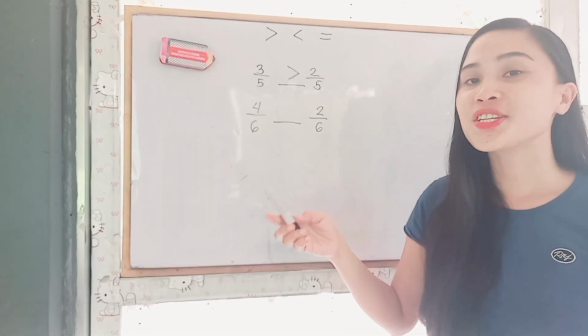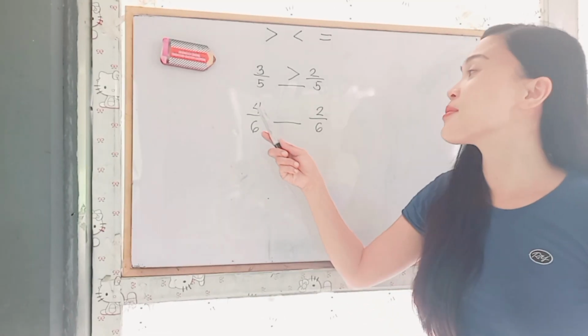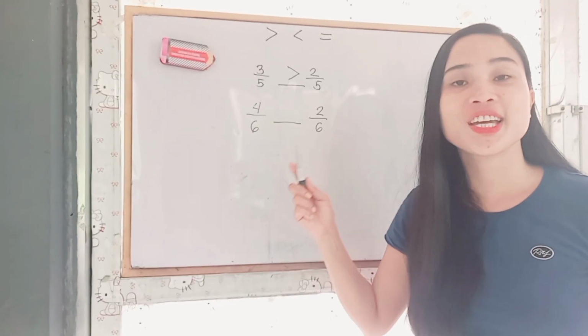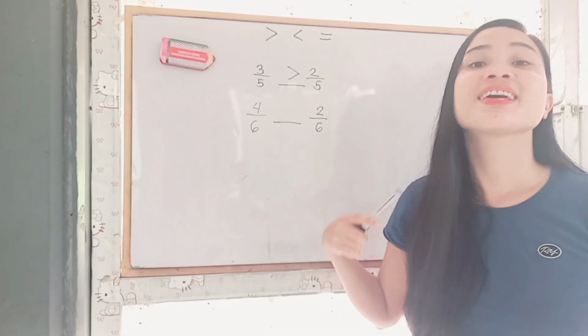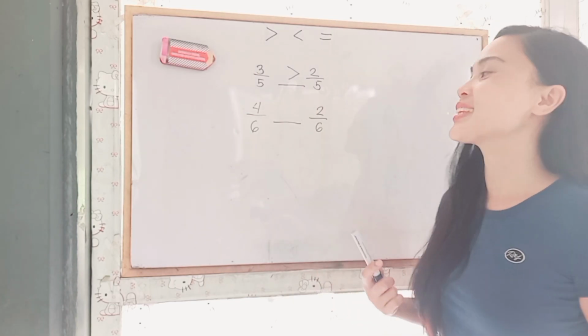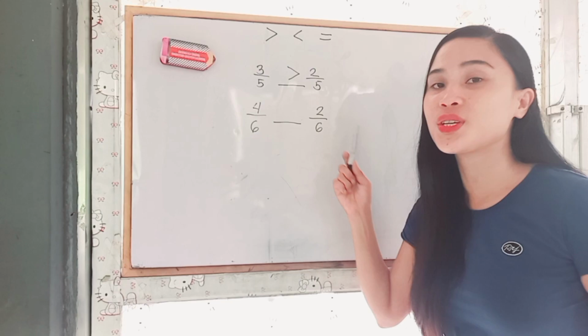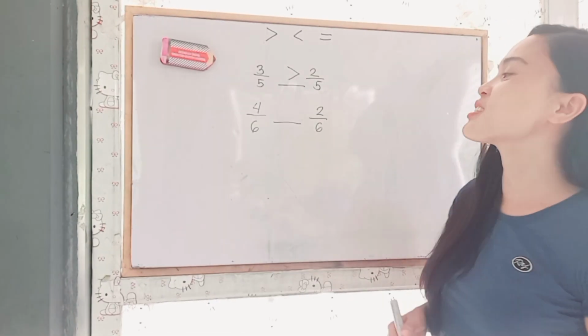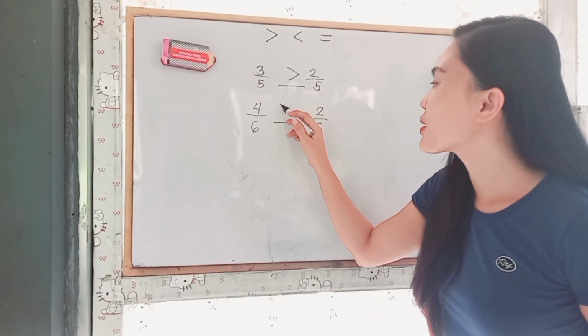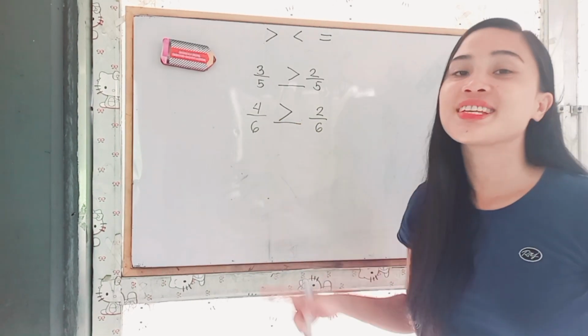Again, for fractions with the same denominator, just compare their numerator. The fraction that has the greater numerator is the greater fraction. Okay, so just compare. Which is greater, 4 or 2? Correct, it's 4. Therefore, our greater fraction is 4/6.